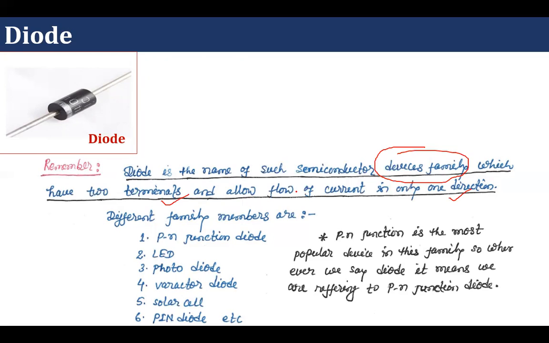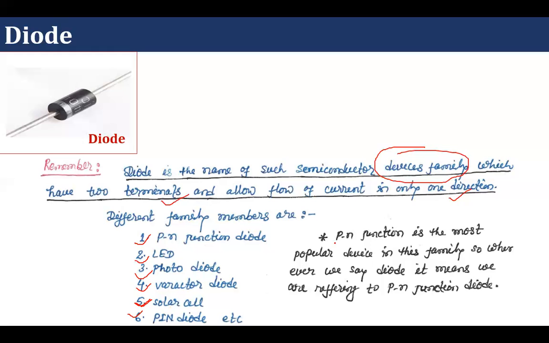We have a number of semiconductor devices belonging to this family. First one is the very popular PN junction diode, then LED (light emitting diode), photodiode, varactor diode, solar cell. Nowadays these photovoltaic panels are very famous, and the basic unit of design of a photovoltaic panel is the solar cell. We have the pin diode. We have a long list in this category.